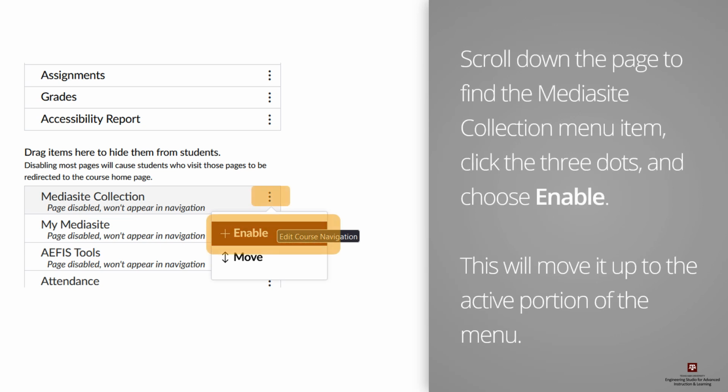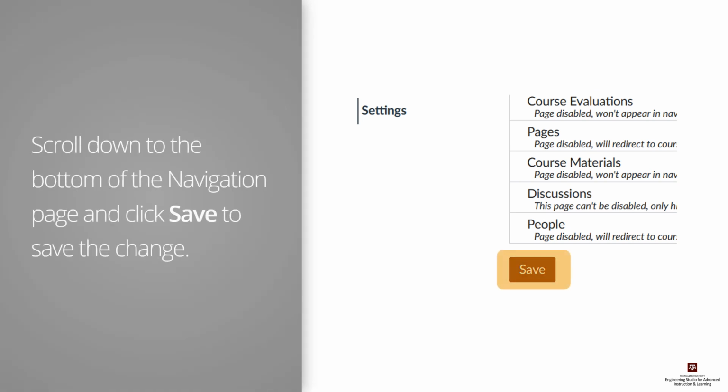Scroll down the page to find the Mediasite collection menu item, click the three dots and choose Enable. This will move it up to the active portion of the menu. Scroll down to the bottom of the navigation page and click Save to save the change.